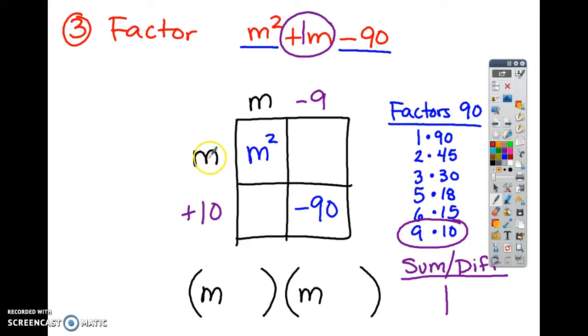When you multiply m times negative 9, that's a negative 9m. When you multiply 10 times m, that's a positive 10m. And when you combine those two, it gives you a positive 1, which is what we wanted. So go ahead and check that off. And then put your answer at the bottom. So that would be m plus 10 and m minus 9.